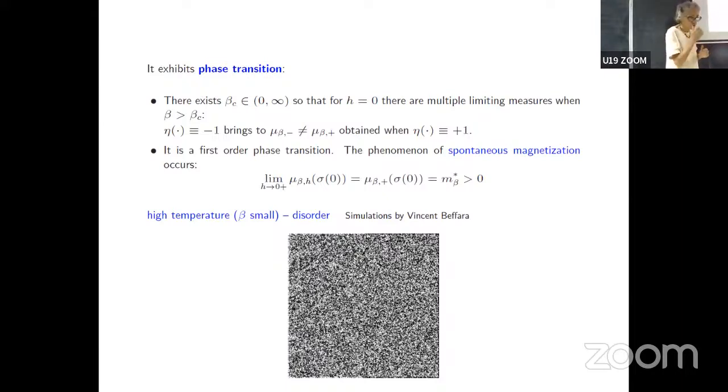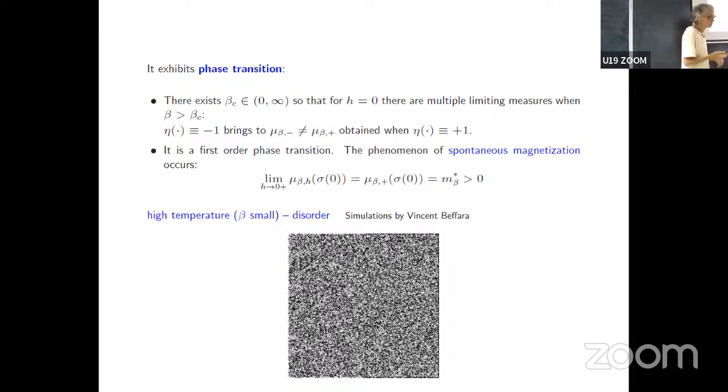It has a phase transition, like other examples that we saw, in the sense that there is a critical value of the temperature such that below this critical value, that means there is a beta critical, for beta larger than beta critical, there are multiple limiting measures, depending on what you put on the boundary. So here I just show simulations by Vincent Beffara. Here the temperature is very large, and you see there is a color black here, that means a plus or a minus, it doesn't matter, and the other color this side.